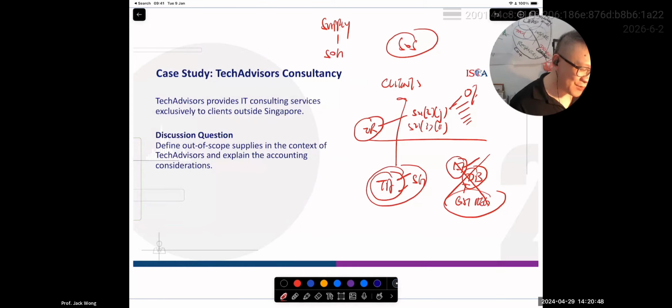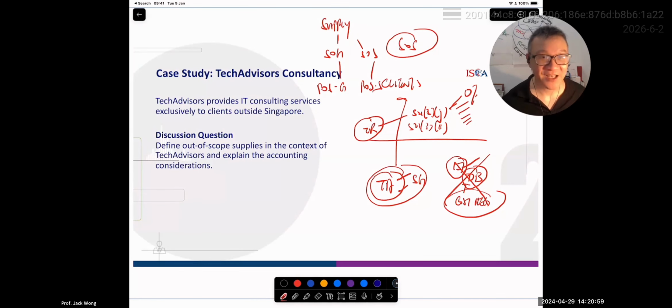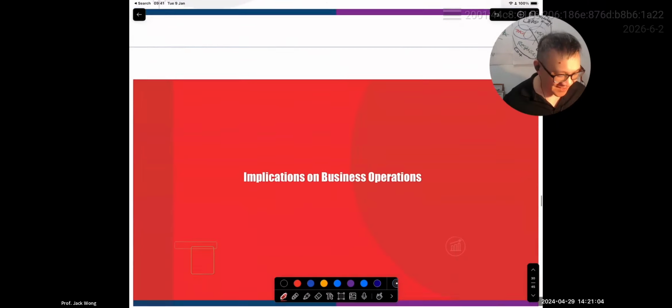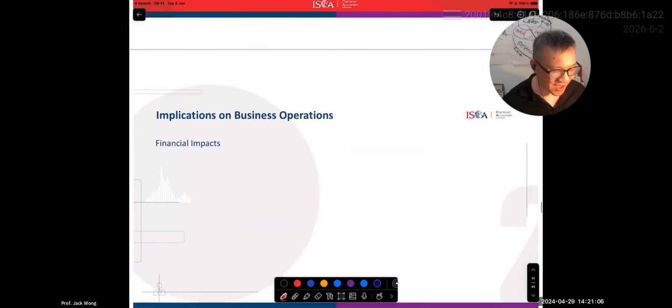And then number two, is there supply of goods or supply of services? And once we know the characterization, we apply the place of supply rules for goods and place of supply rules for services. It's that straightforward, in my opinion. Okay, so implications on the business operation.